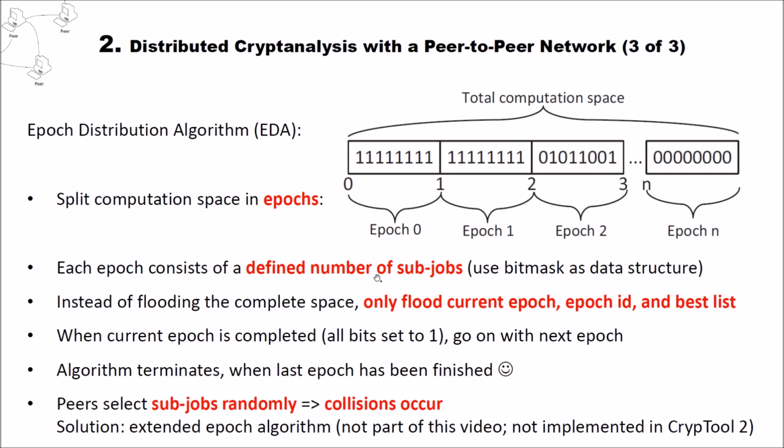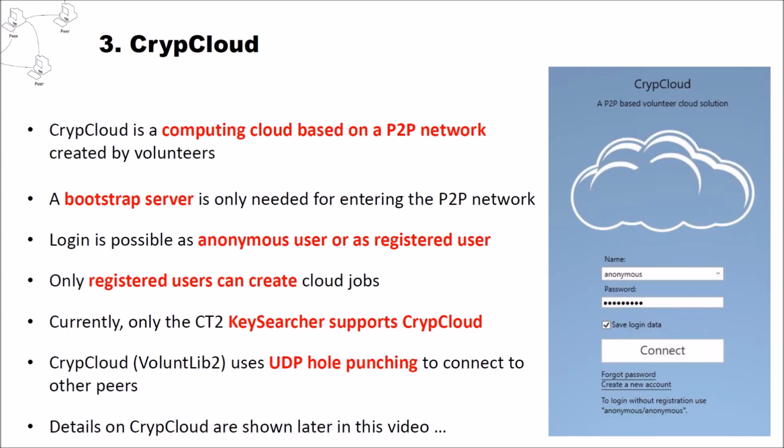And I showed in my PhD thesis that this can lower the collisions. But right now in CrypTool 2, we have only the epoch distribution algorithm, EDA. Now let's come to CrypCloud. CrypCloud is a computing cloud based on a peer-to-peer network created by volunteers.